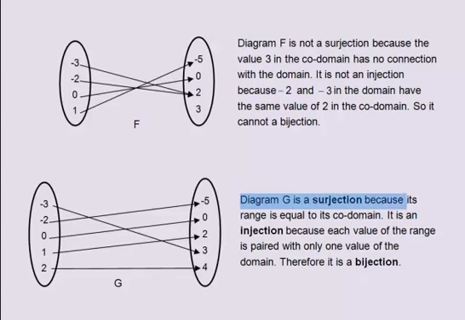Diagram G is a surjection because its range is equal to its codomain, and it is an injection because each value of the range is paired with only one value of the domain. Therefore, it is a bijection.